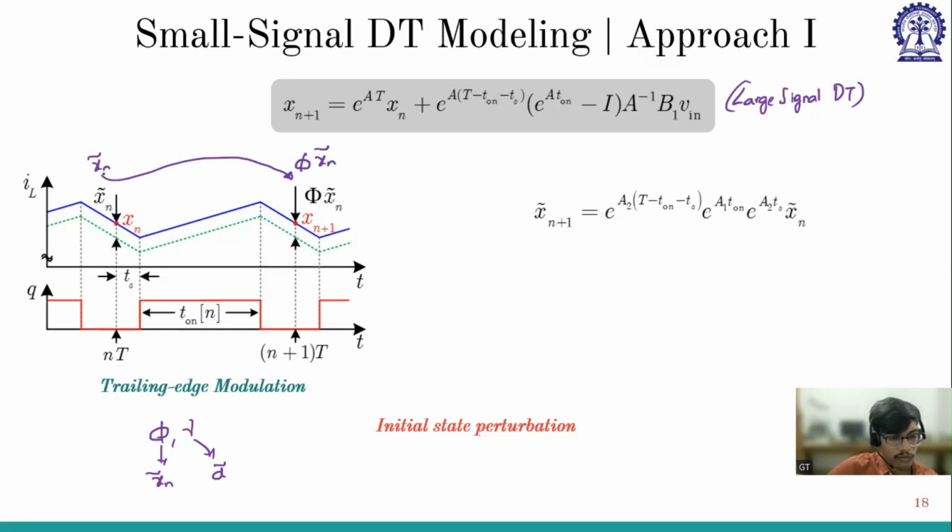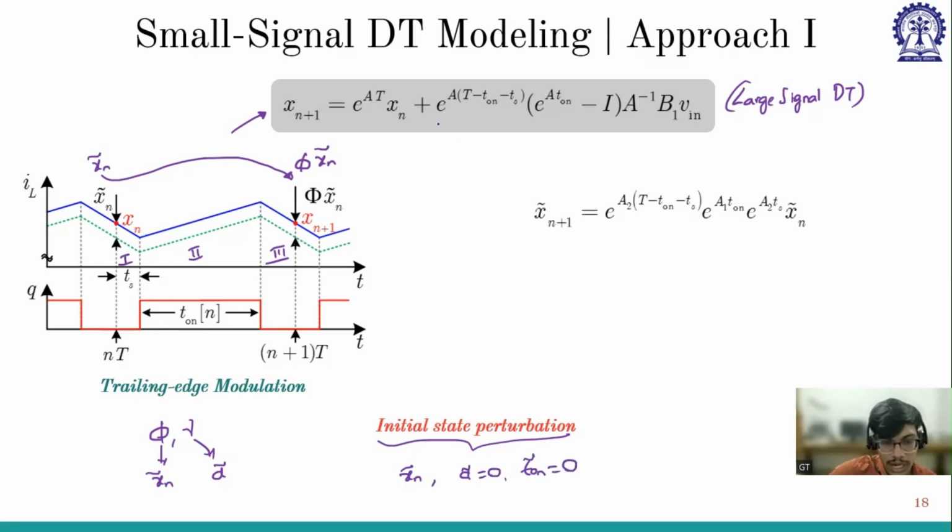So if I give a perturbation to xn in this present cycle, the perturbation in xn plus 1 will be the product of phi into xn perturb. So what is phi? I want to see how we derived the DT model, and we can do exactly the same. There are again 3 regions: this is region 1, this is region 2, this is region 3. Now we have considered only xn perturb. Initial state perturbation means only xn is perturbed and the duty ratio perturbation is 0, so T on perturb is 0. There is no perturbation in T on.